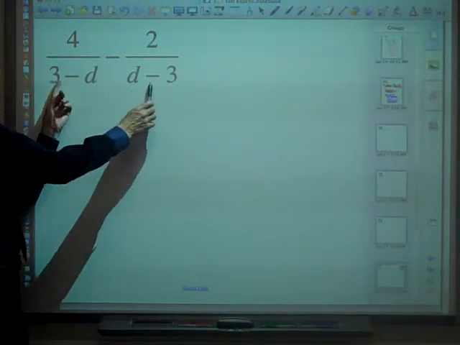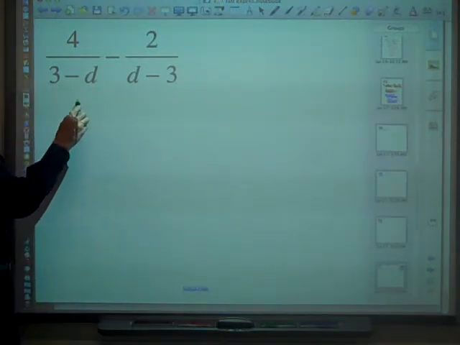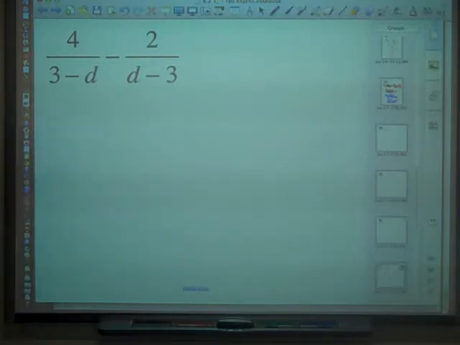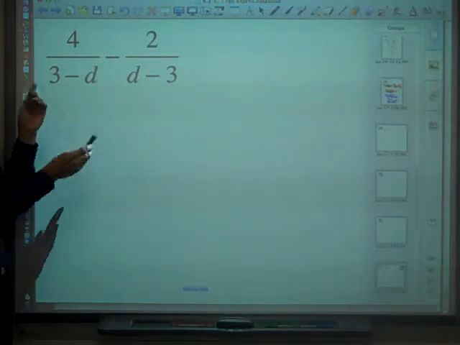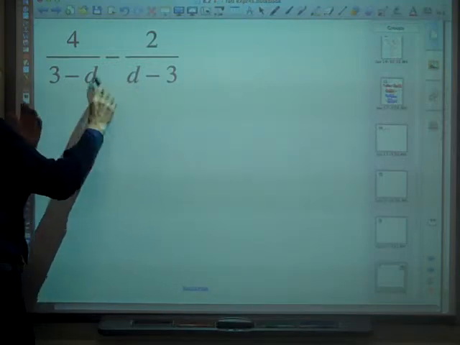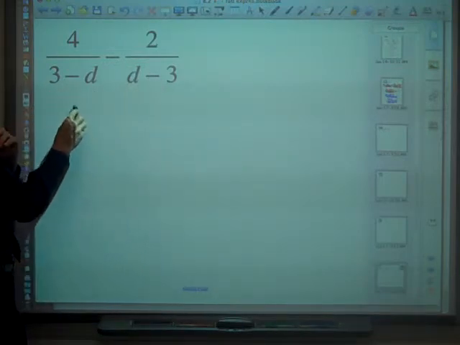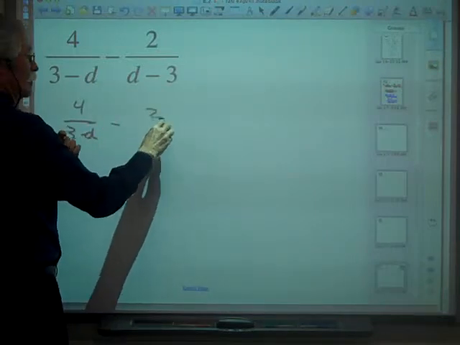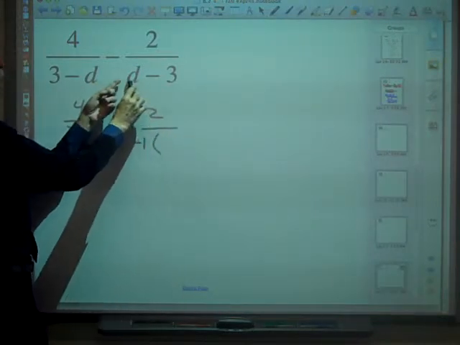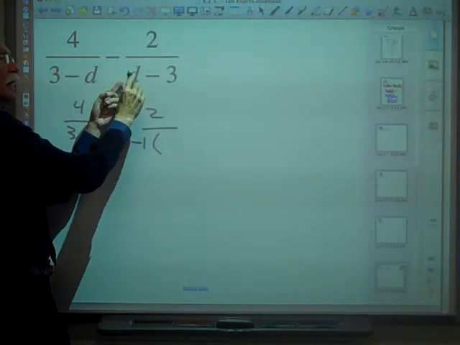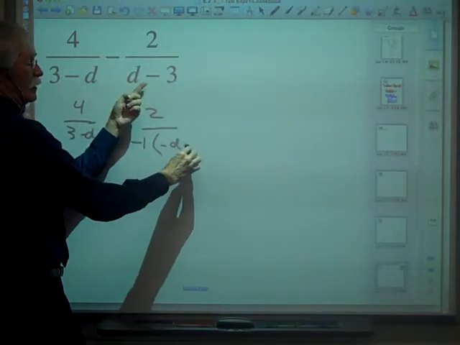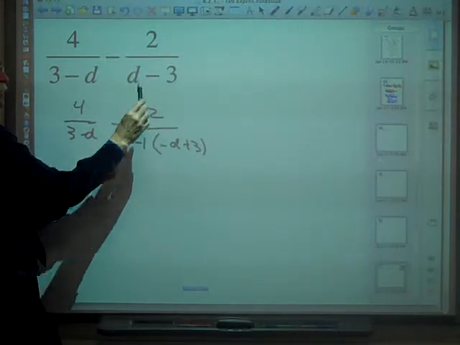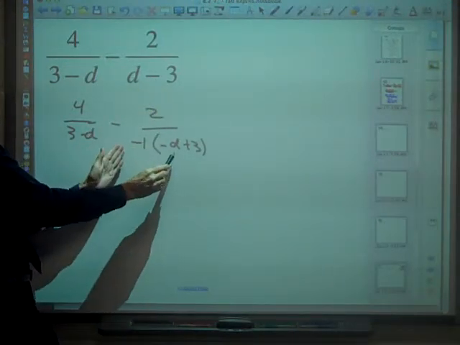6. Are these guys exactly backwards? Yes. You can take the minus out of this one or this one, but only take a minus out of one of them. Maybe this one. How do you take a minus out of this one? You change the two signs. That will be minus D plus 3. Does that work? What's a negative times negative? Positive. What's a negative times positive? Negative. This works perfectly.